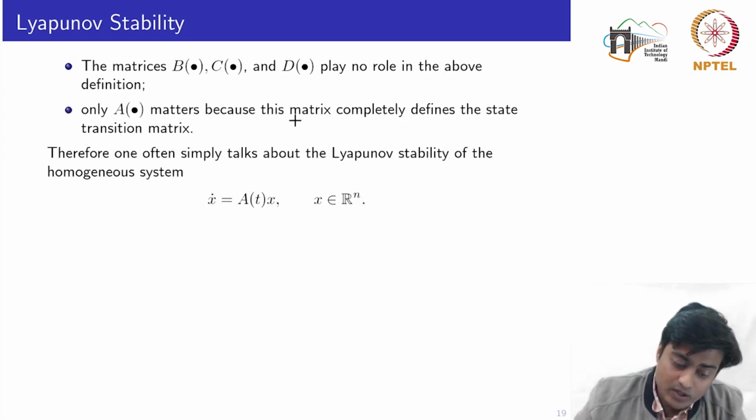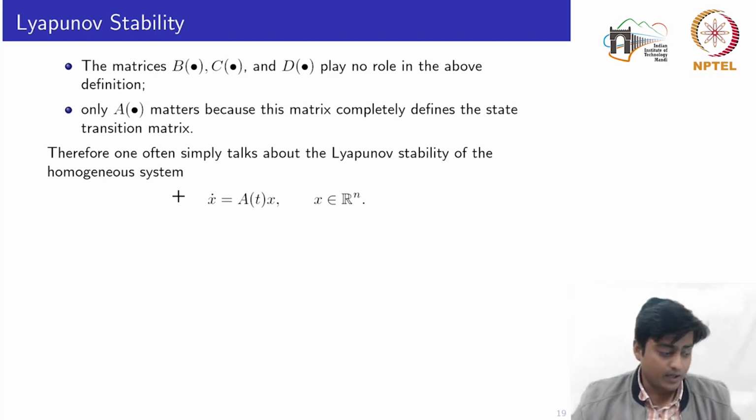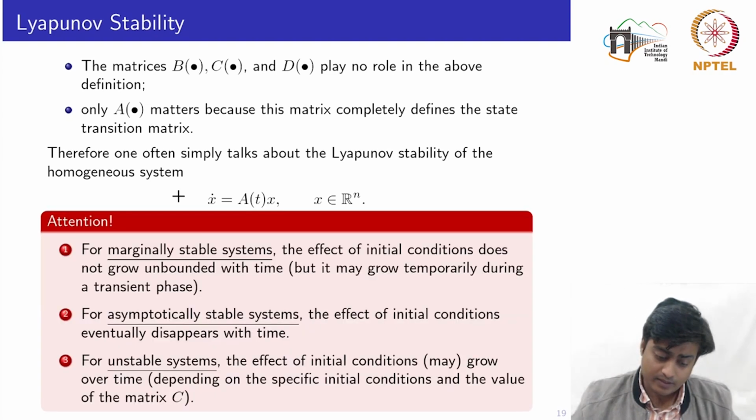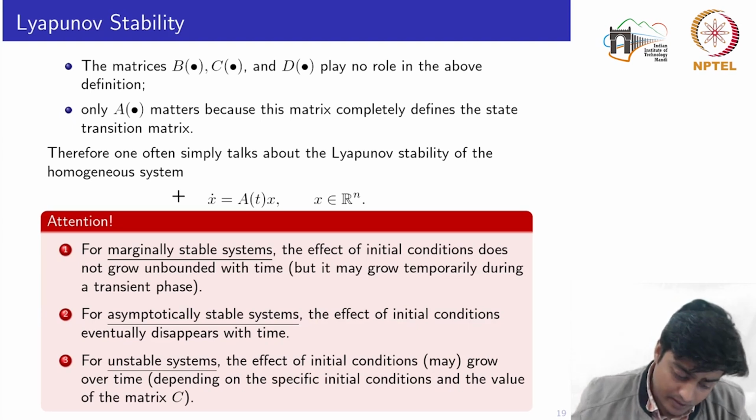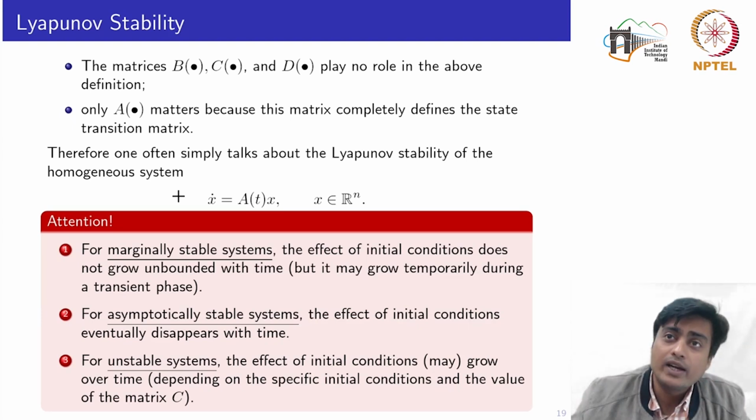Only the A matrix, because this matrix completely defines the state transition matrix. Therefore, in the rest of the slide, we are going to talk about Lyapunov stability only of the homogeneous system. Because if the matrix A, which completely defines the state transition matrix, is stable, then the B, C, D matrices generally play no role in determining the stability.